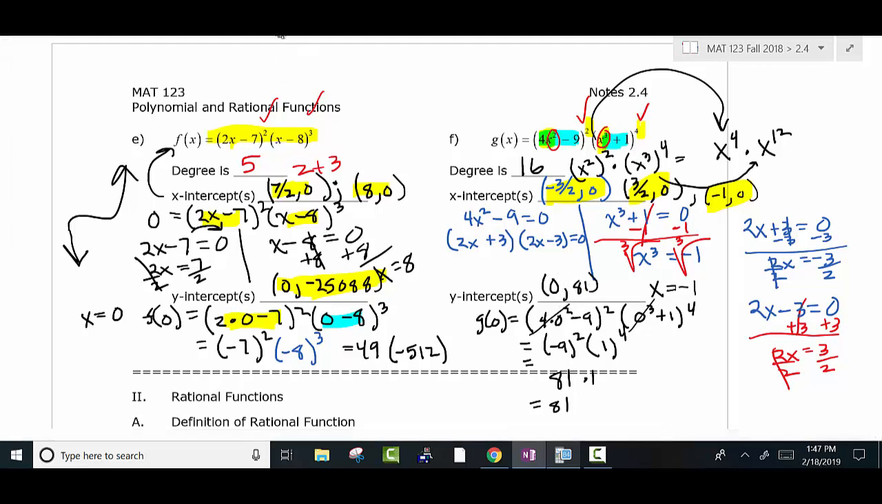So that's how you would do your intercepts on these. You'd have to do the factoring. There's all kinds of algebra going on in there. Most of it is factoring and solving equations, and the y-intercept's always doing arithmetic. All right, that's a good stopping point. We'll finish this up next time.